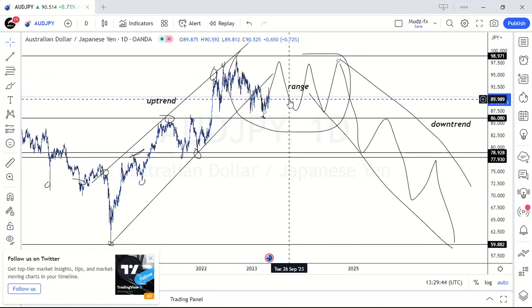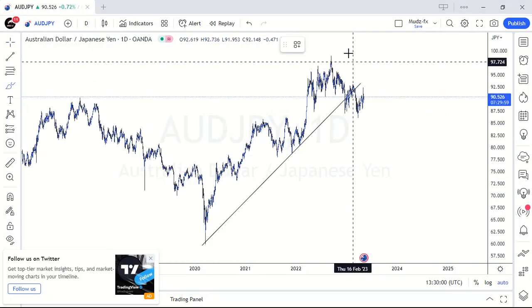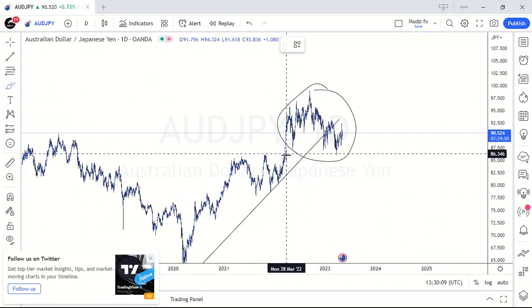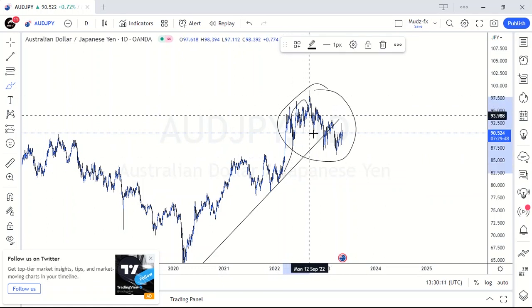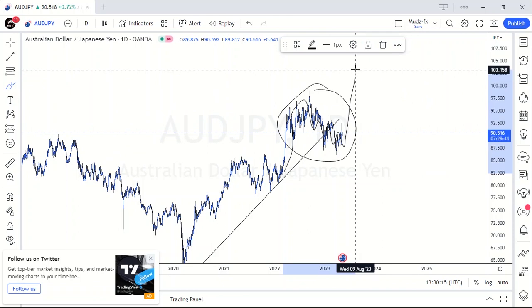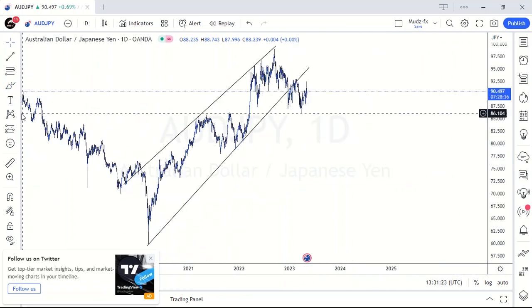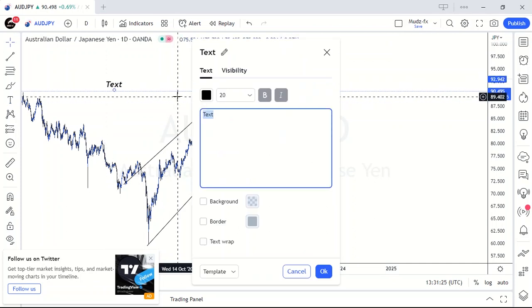Forgive me, my downtrend diagram is not that nice. As we can see here, the market made a momentum, then correction. So we might see another momentum to the upside, and that's gonna create either a bullish flag pattern or a bullish falling wedge pattern. So we're gonna have to zoom in.